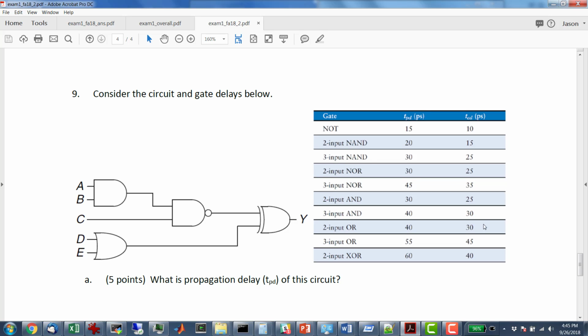That is an OR gate there, right? Yeah. OK, the OR gate, the 2-input OR, had a 30 and 25. Is that the same? 2-input AND, 30, 25. 2-input OR, that's 40 and 30. Right? Yep. Then we had a 2-input NAND that was 20 and 15. And then we had the 2-input XOR that was 60 and 40.